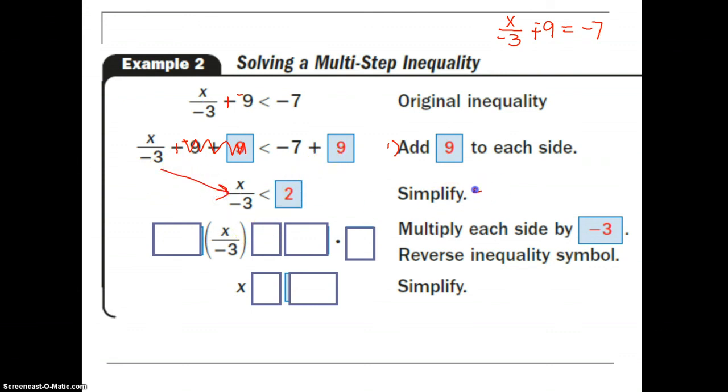Okay. When it says simplify, I like to say rewrite the problem just to make it a little bit easier. Now we have to clear dividing by negative 3. Here's your second step. Multiply each side by negative 3.